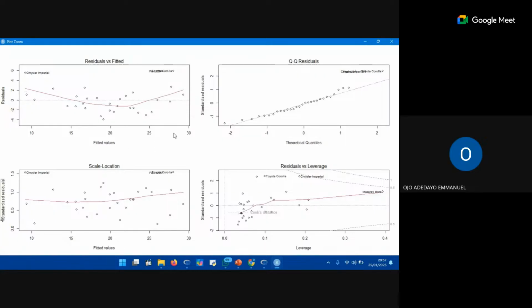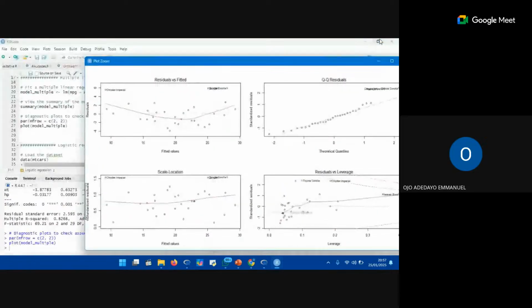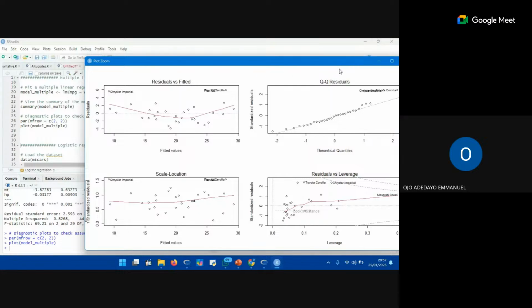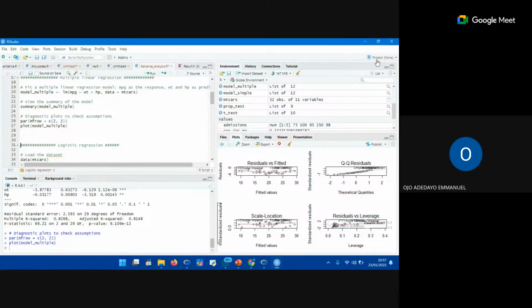So this is a graph that we normally use to check the behavior of our model. It is called model diagnostics. There are some statistical terms that I don't want to use here because of some of the participants that we have. So in a nutshell, we normally use model diagnostics to check our model.